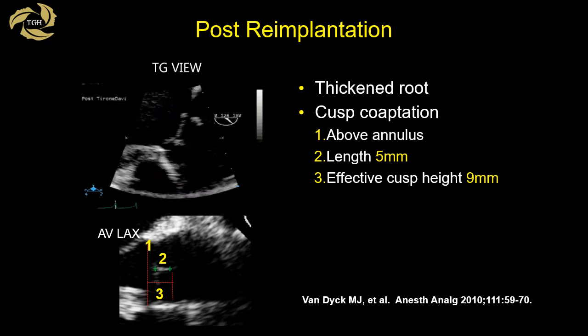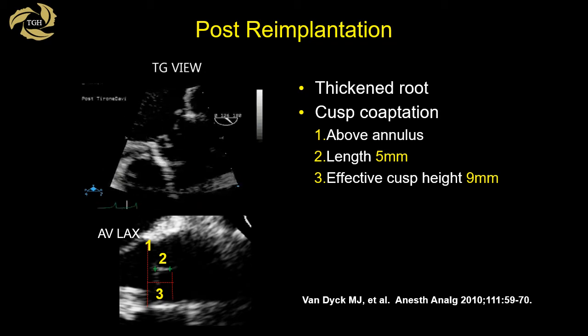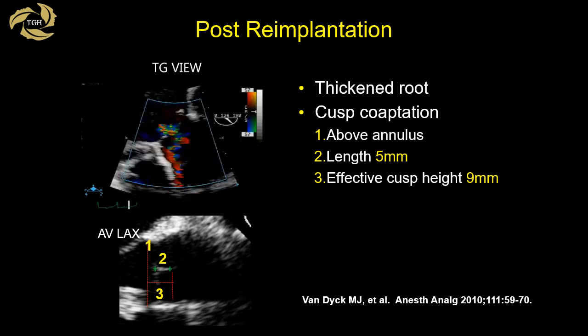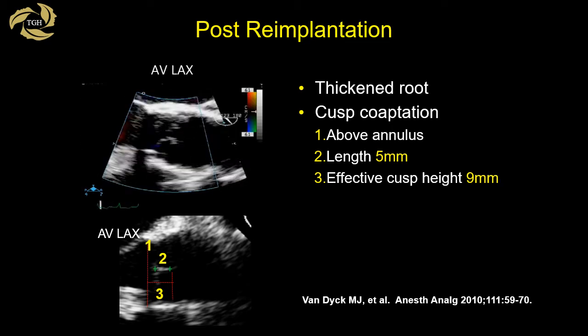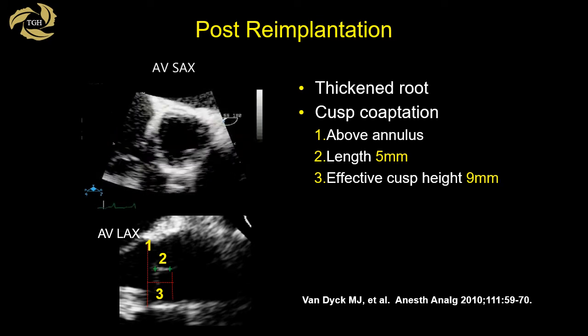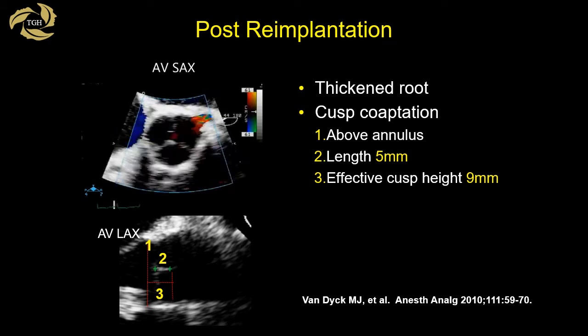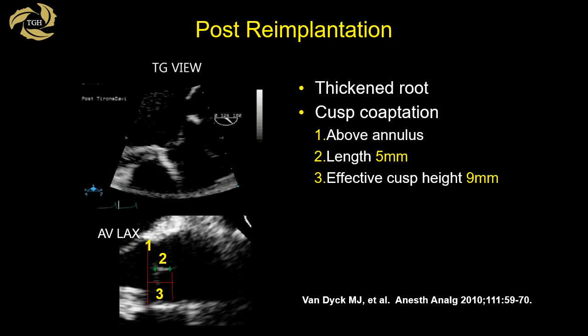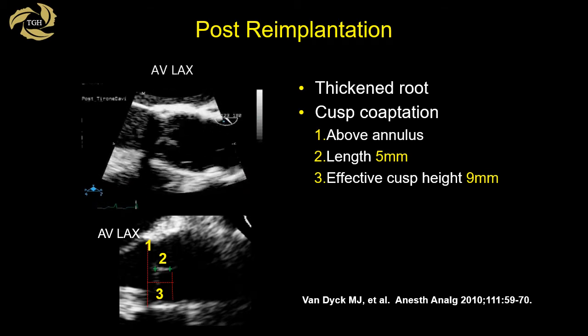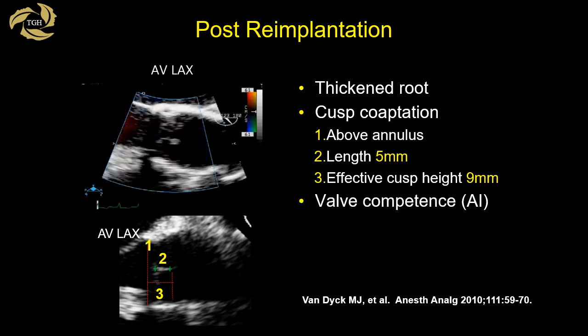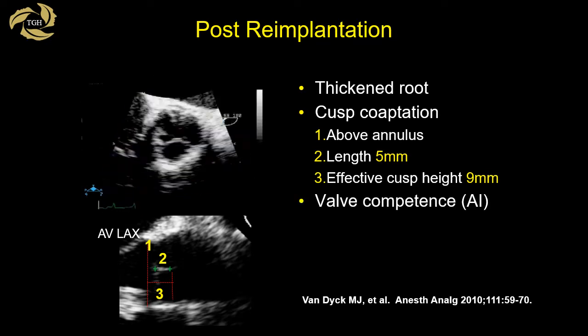Ideally, the cusp should coapt above the annulus without any portion of the cusp prolapsing below the annular plane. The highest point of coaptation is in the mid-sinuses. Effective cusp height is the difference between the highest coaptation point and the annulus, which should be at least 9 millimeters. Coaptation length should be at least 5 millimeters. There should be no more than mild aortic insufficiency.